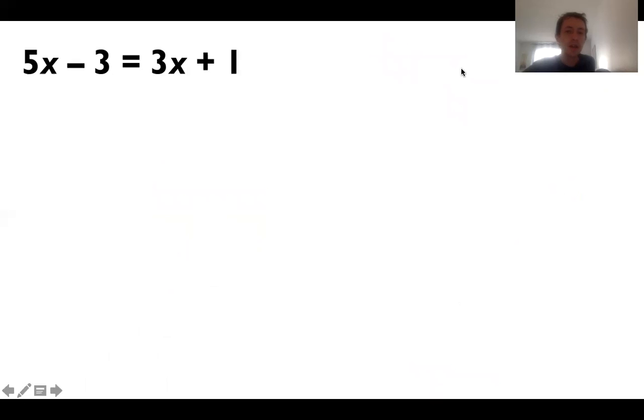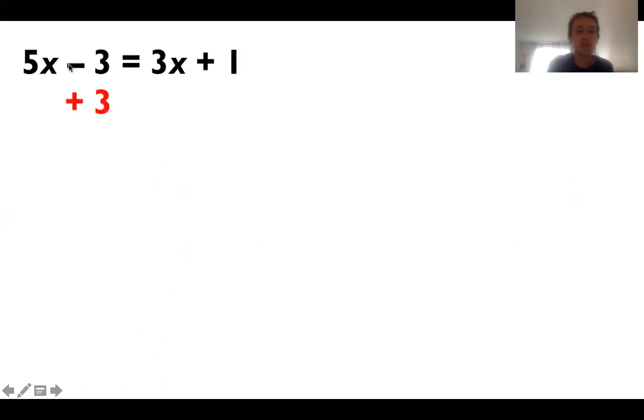So here is another example. And what I want you to notice here is I've got x's on the left and the right, and I've got regular numbers on the left and on the right. That's not going to work out so well. I want to have all the x terms on one side and all the regular number terms on the other side. So I'm going to have to do a couple of things to this one.